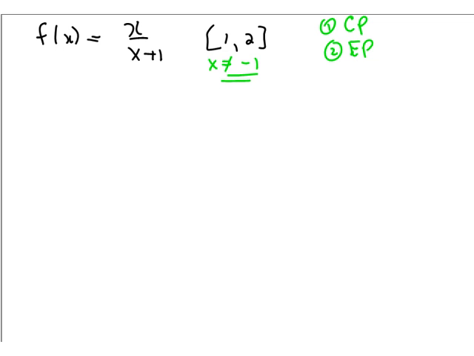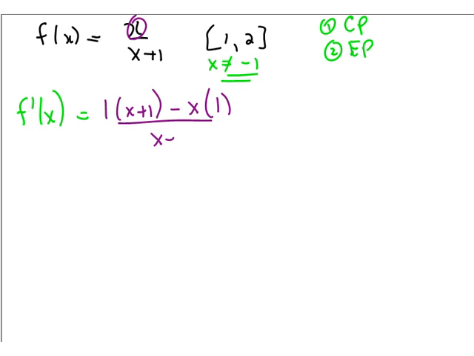So the natural domain is all real numbers except for that one. So I'm going to take the derivative, and I'm going to have to use the quotient rule. So the derivative of the top times the bottom minus the top times the derivative of the bottom divided by the bottom squared. And if I simplify this numerator, the x's will cancel and I'll end up with 1 over (x plus 1) squared.